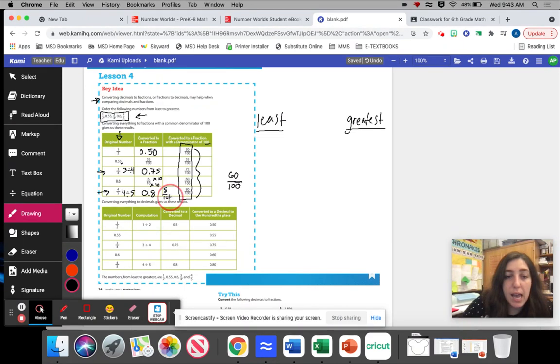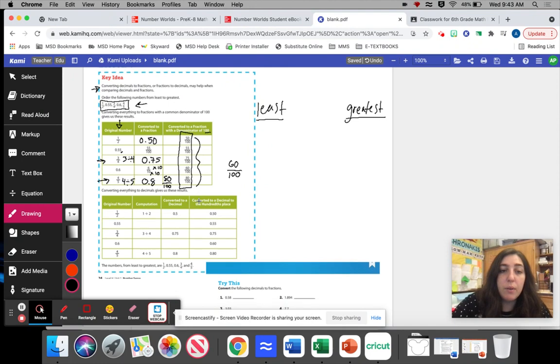And if we just add a 0 to get 100, we also add a 0 here. Okay, that's one strategy. Or multiply the top and bottom by 10. You'll still get that same answer of 80 over 100. All right, so now we have all of the numbers in the same form. They all have a common denominator of 100, so we can easily compare them.